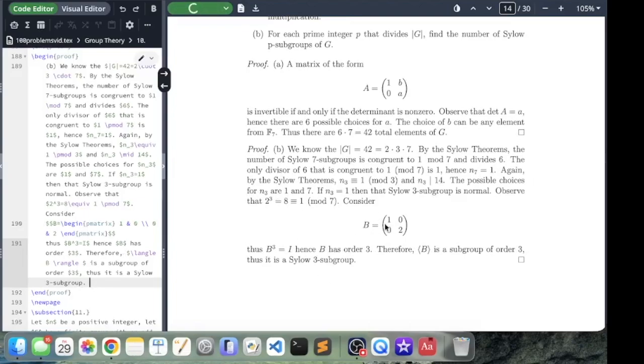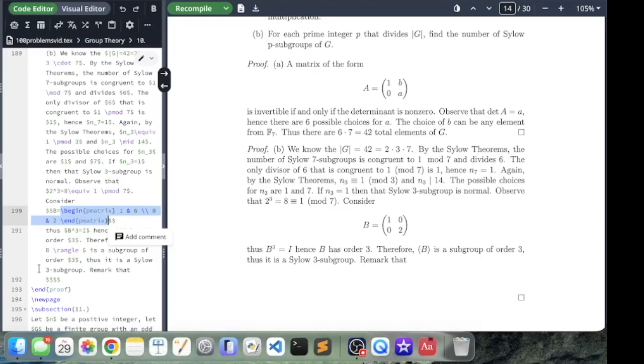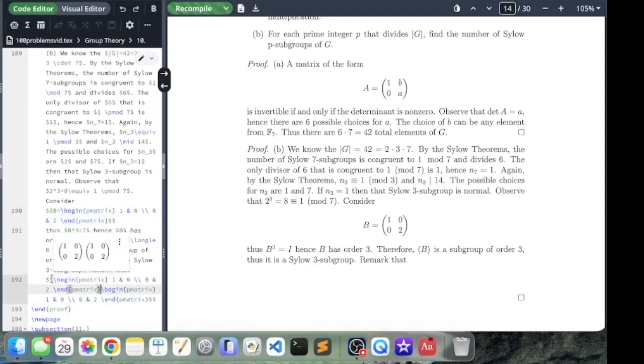My contradiction is going to be that this is not normal, which, if there's only one Sylow 3 subgroup, then it has to be normal. But remark that if we take the matrix and we multiply it by this guy, and specifically we're conjugating it, so we're also going to multiply it by this guy's inverse.